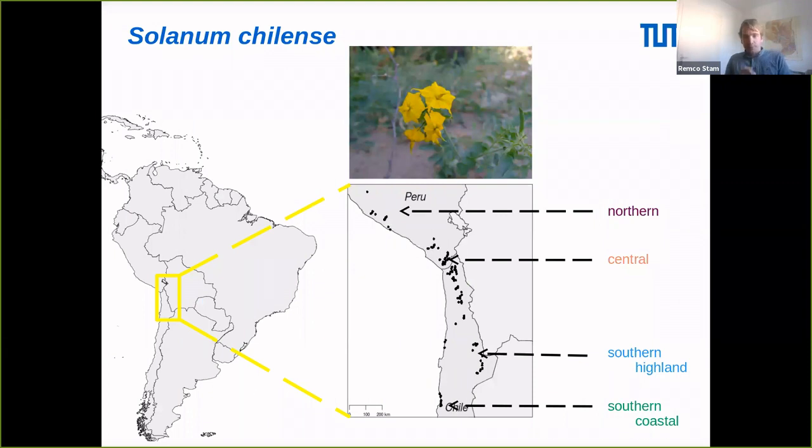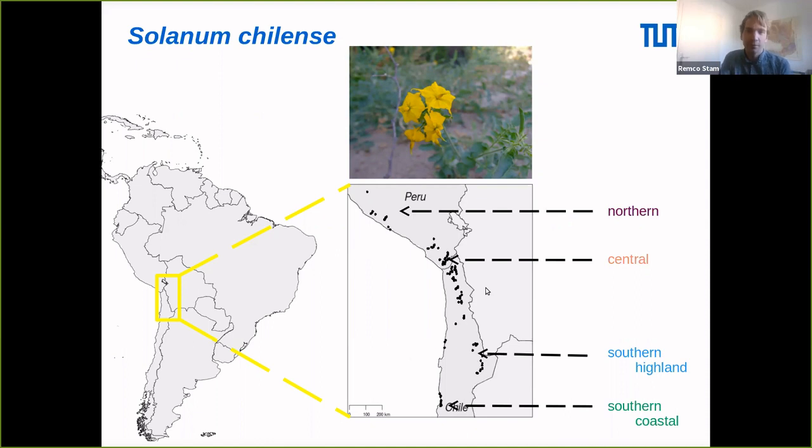To study what happens in nature, you need a system, and I think Solanum chilense is an excellent model system to study diversity and evolution of pathogens in a natural situation. Solanum chilense grows in a relatively limited range. We can see it here. It grows from the south of Peru to northern Chile.